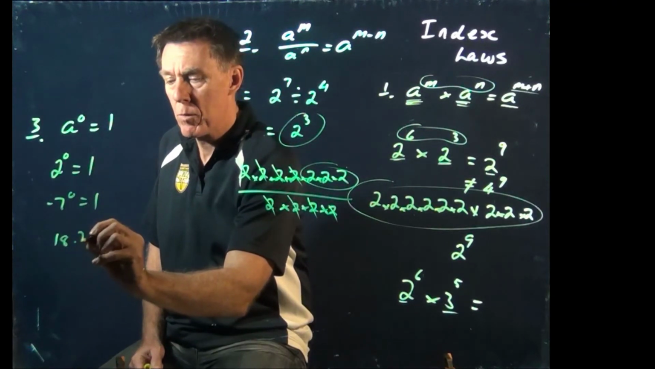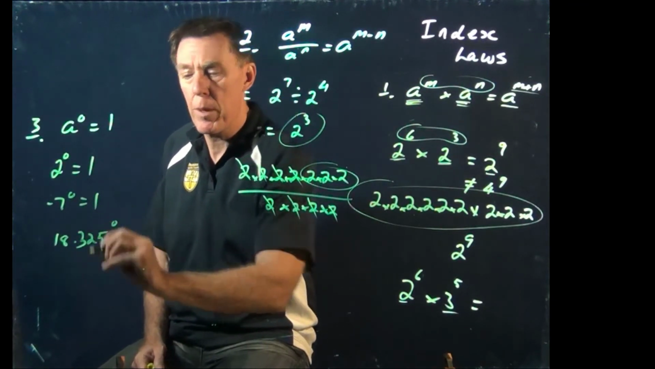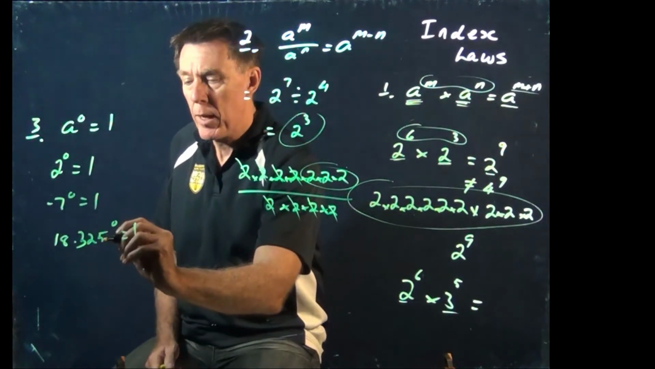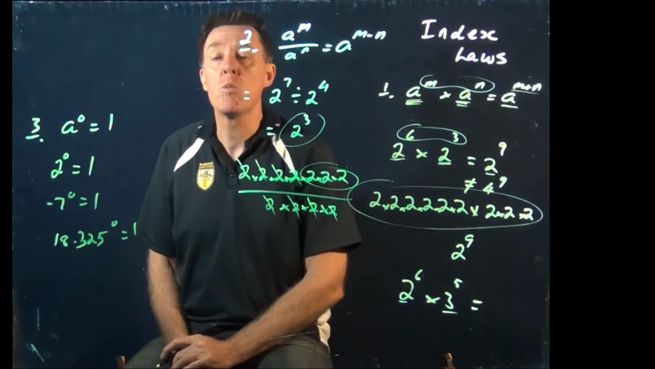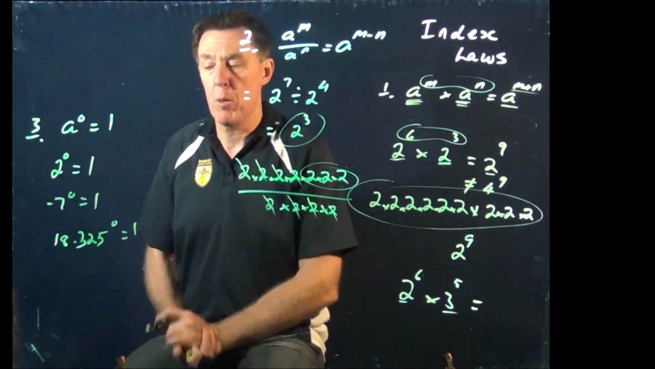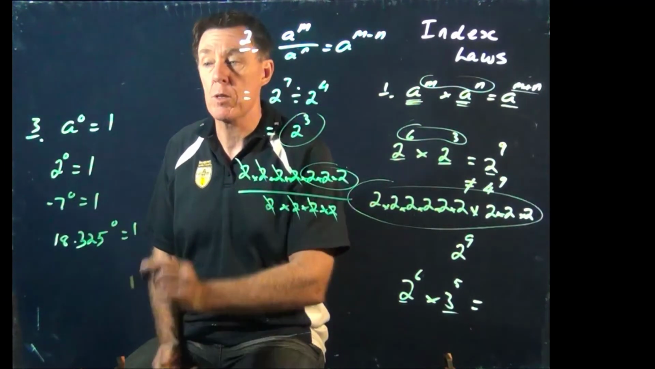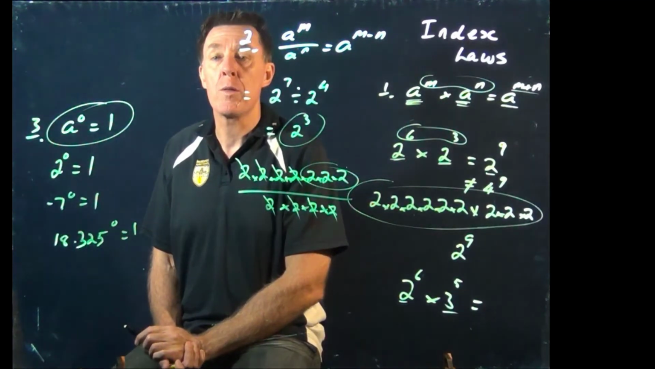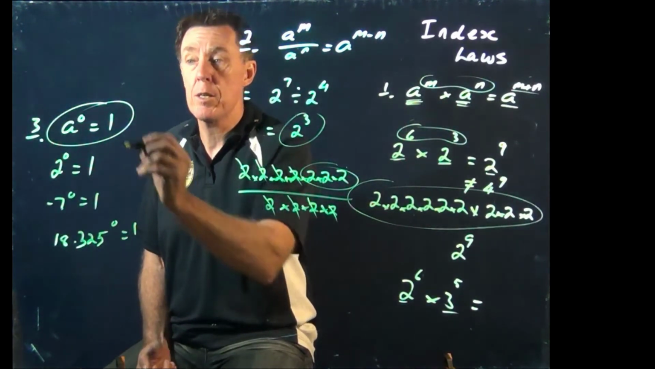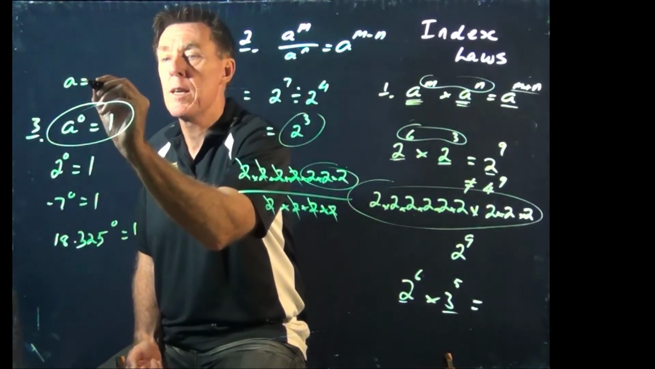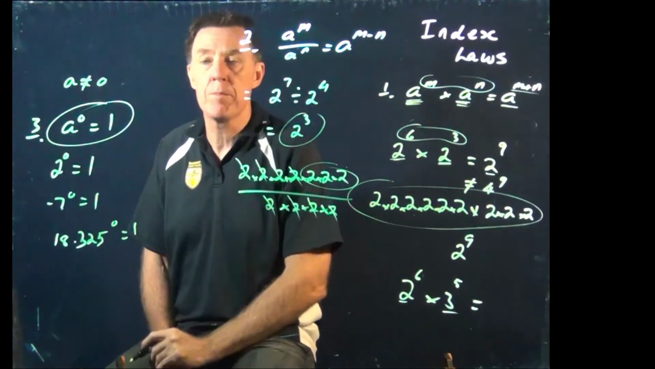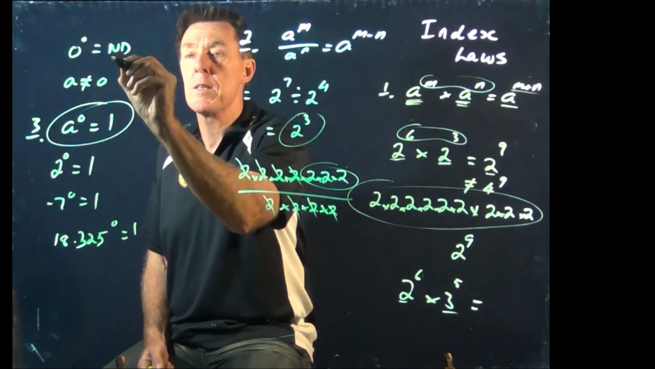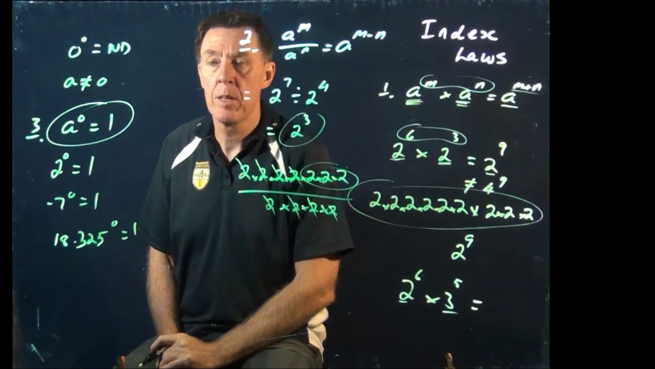Go 18.325 to the power of 0. You will get 1. Now if you want to, in class I can give you some demonstrations as to why that works, but I was going to save a bit of time on this video and I'll show you in class if you're interested. If you take any base and raise it to the power of 0, you'll get the answer of 1. The only condition is the base itself cannot be equal to 0. If you got your calculator out and went 0 to the power of 0, you'll get an answer that is not defined. That's rule number 3.